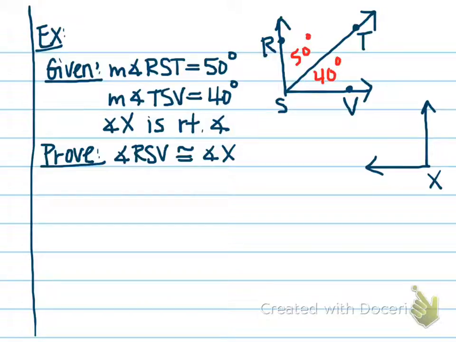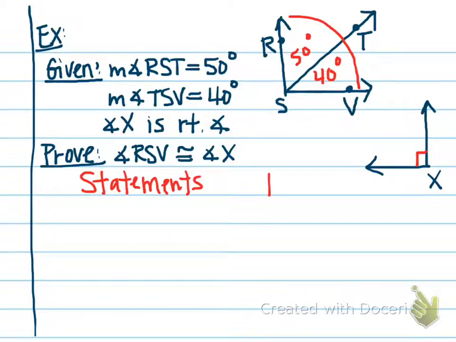And we know that angle X is a right angle, so I'm going to add that to my picture with a little square box. We're trying to prove that angle RSV, which is this larger angle, these two together, is congruent to angle X, which is the right angle in the corner. So let's go ahead and set up our proof. We've already labeled our givens on our picture. Statements and reasons.